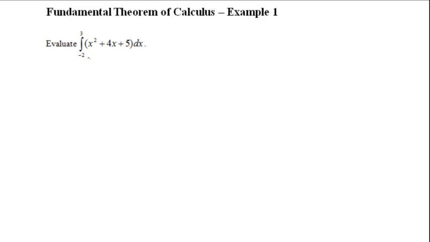So this bottom value here is going to be our A value, and this top value is our B value. This will always be the case. Your bottom value will be your A, and your top value will be your B.